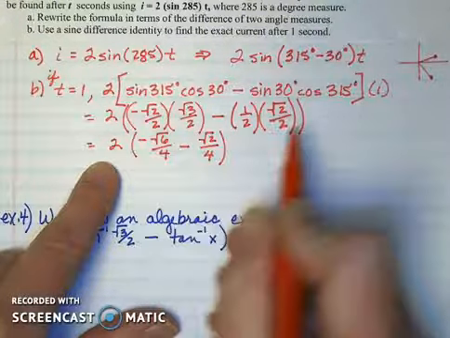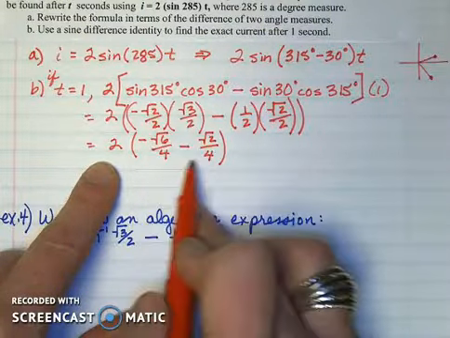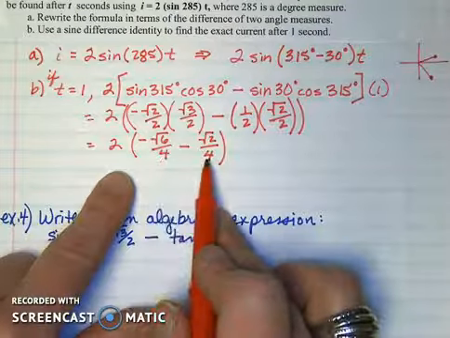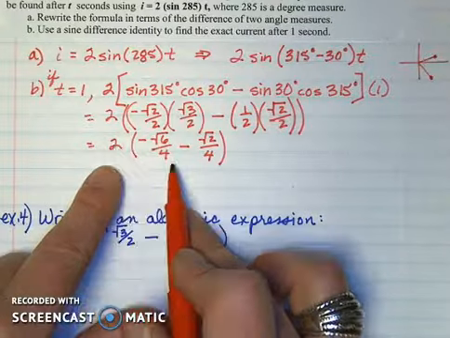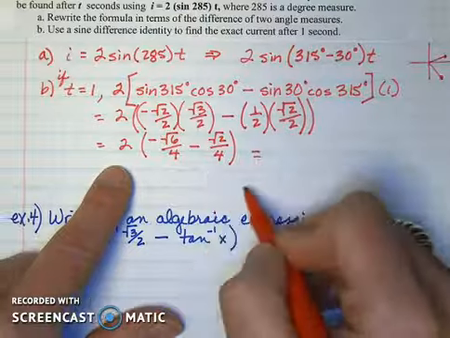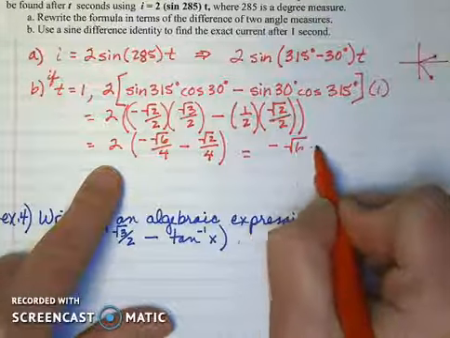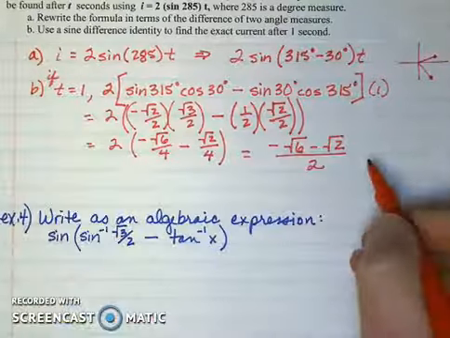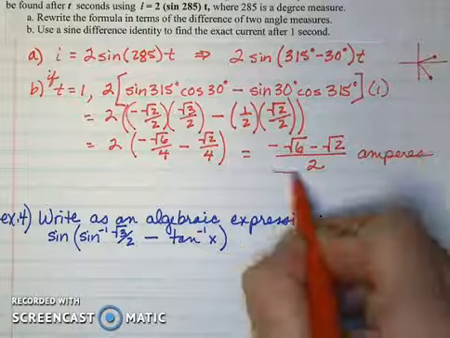Remember that when you multiply fractions, you multiply straight across, but when you add or subtract them, you keep the same common denominator. So here, I have a common denominator of 4 already, and I'm multiplying by 2. So that 2 will reduce with that common denominator, which will give me a 2 in the denominator. So I have negative square root of 6 minus the square root of 2 all over 2, is my answer.